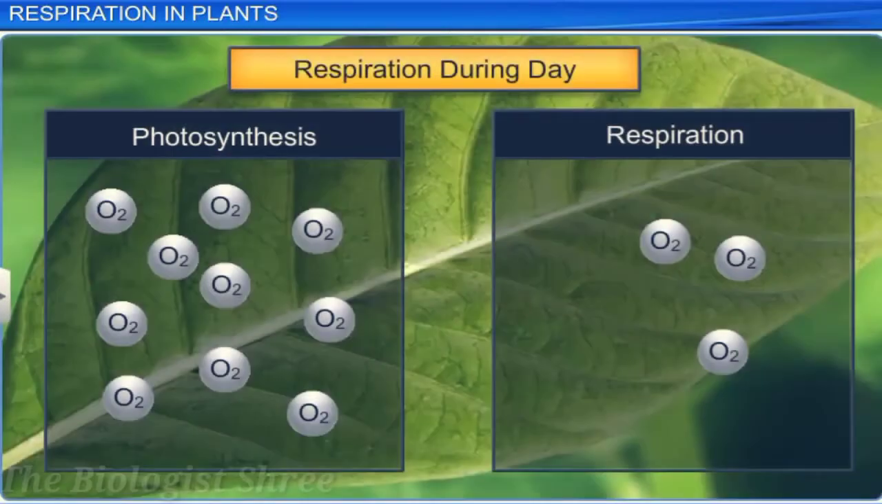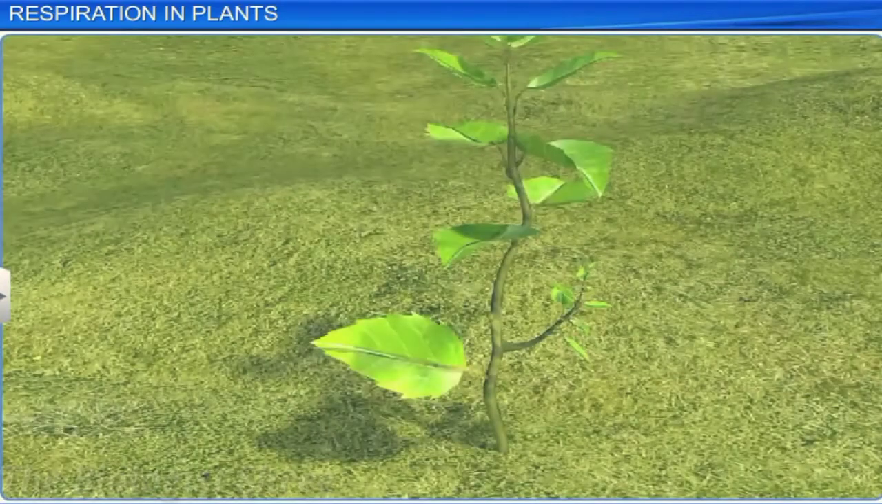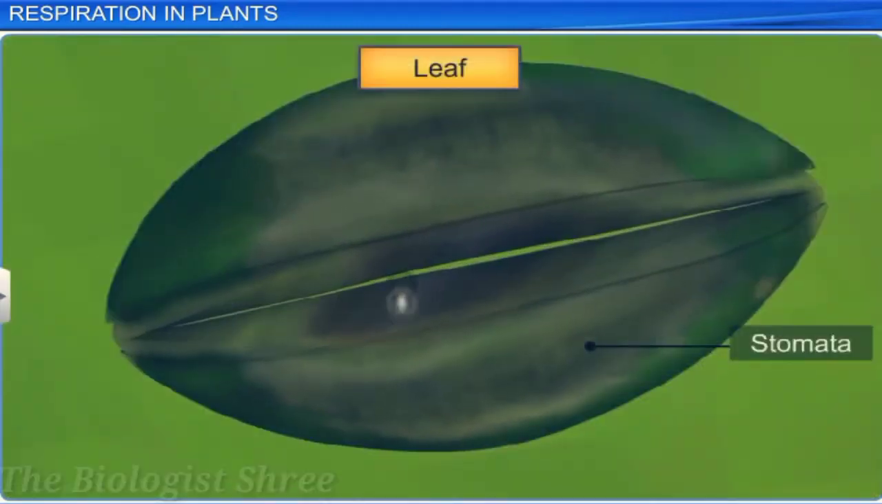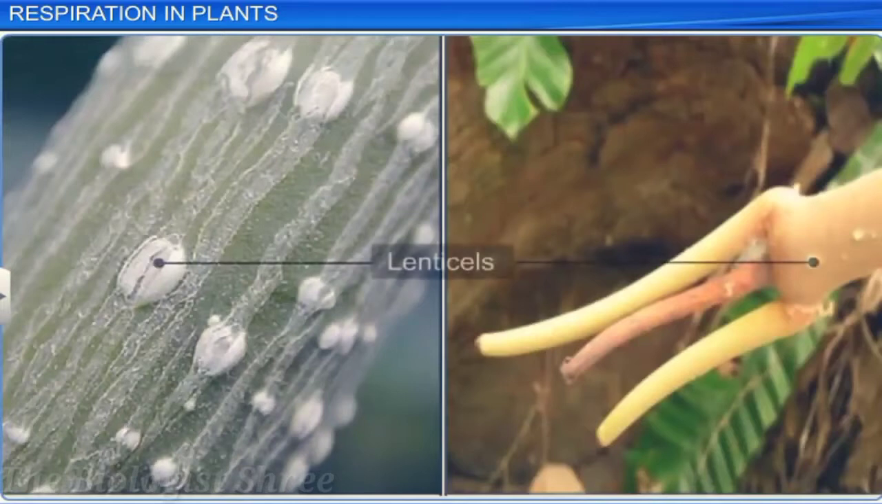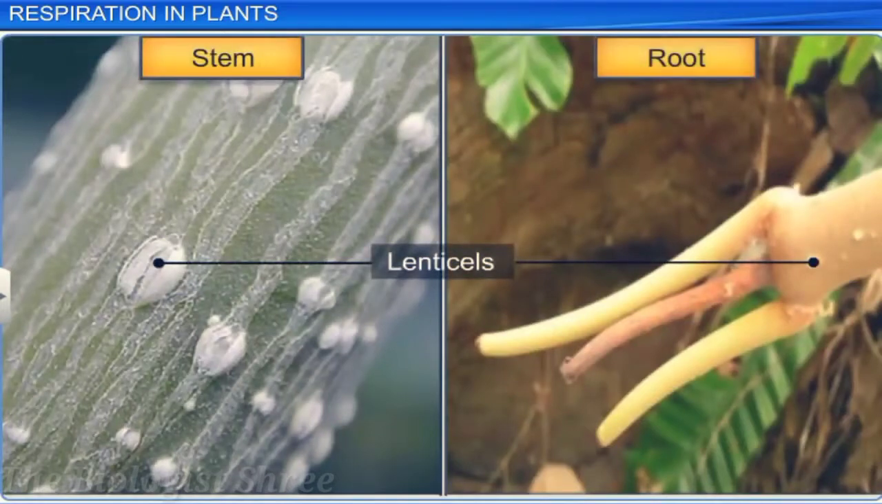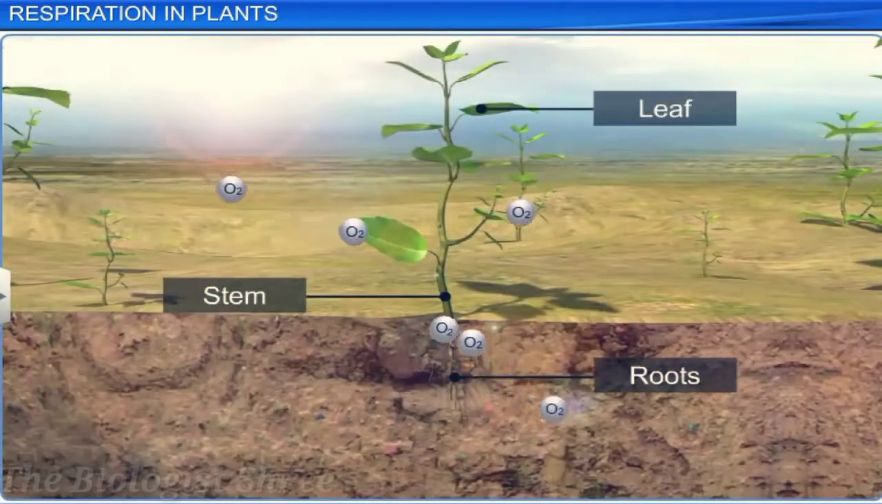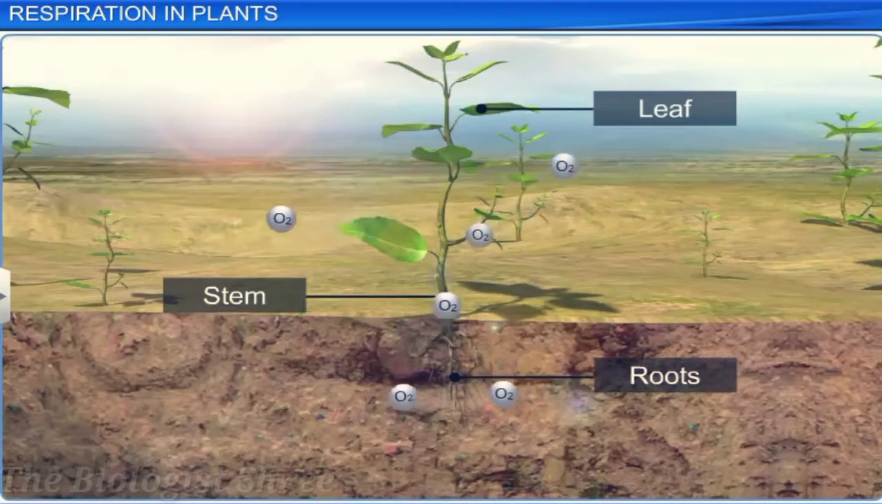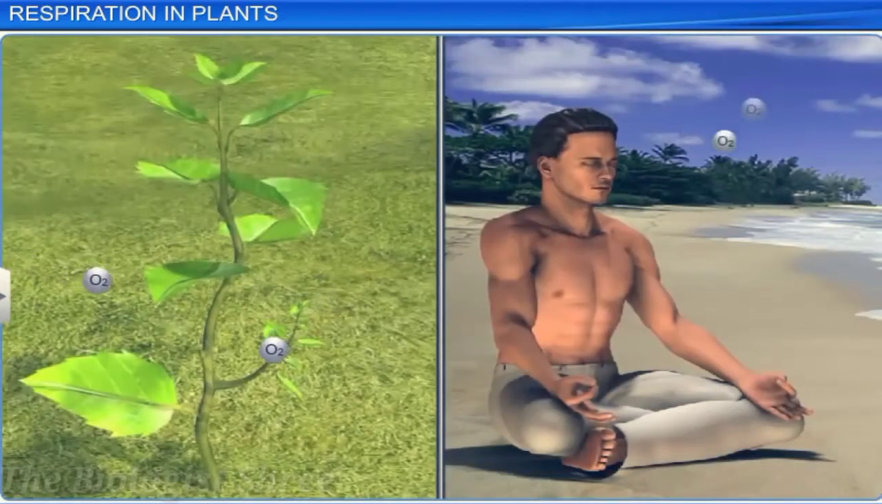Further, the demand for oxygen is supplied during photosynthesis, where oxygen is an end product. Plants respire through small openings called the stomata on leaves, and lenticels on stems and roots. Unlike animals, each part of the plant takes care of its oxygen needs. Plants respire at a slower rate as compared to animals.